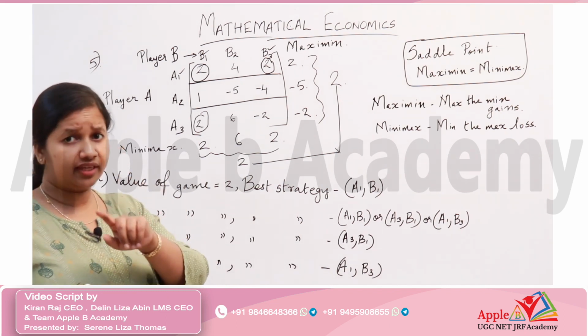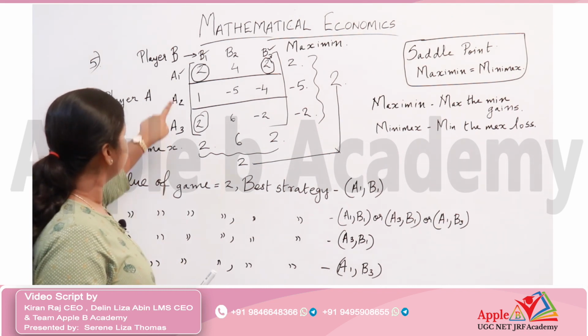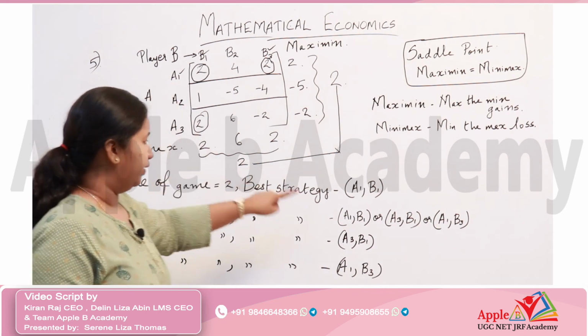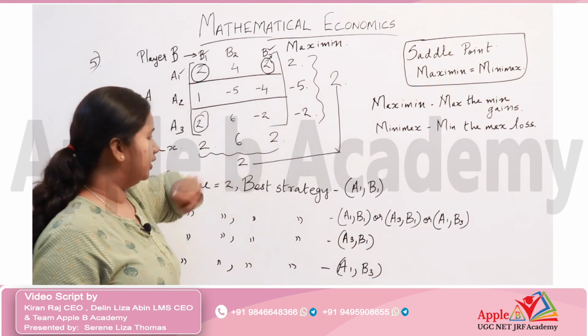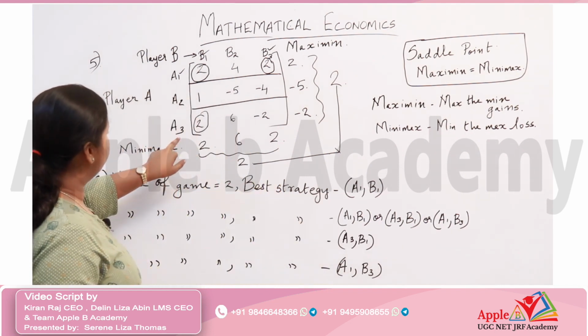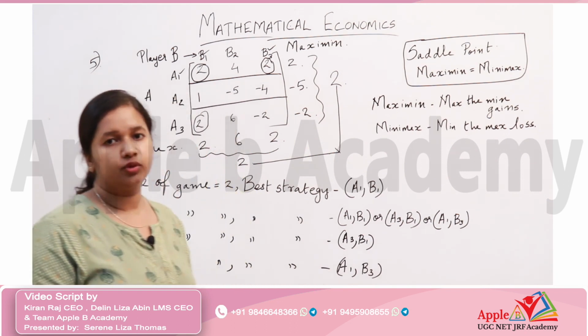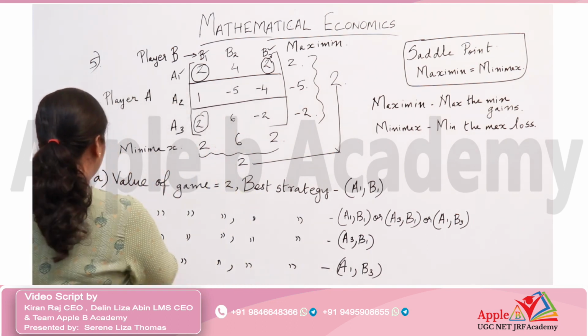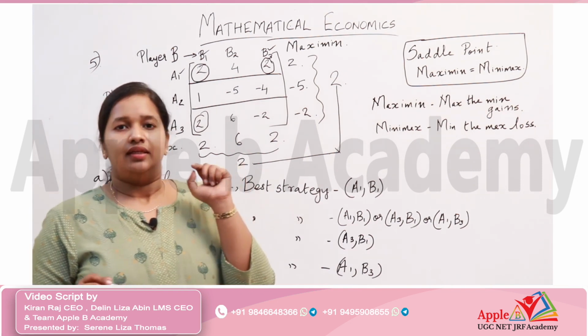I have told you that we have three best strategies here: A1 B1, next one is A1 B3, and the third one is A3 B1. So, the answer is option 2. I will just explain it once more.